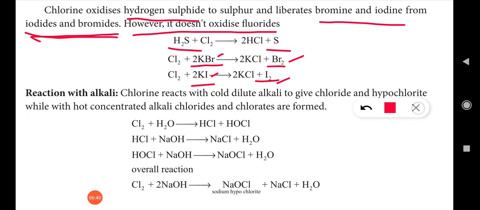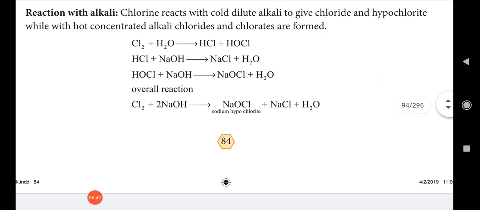Then the reaction with alkalis or bases. Reaction of chlorine with alkalis or bases. First, chlorine reacts with cold dilute alkali.